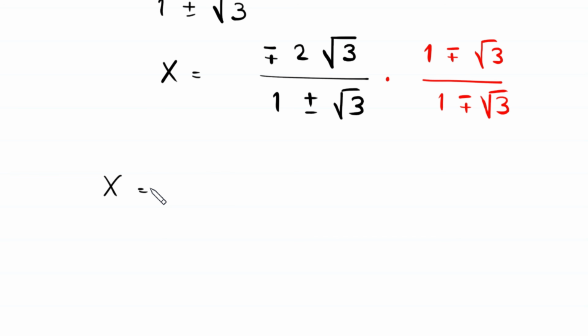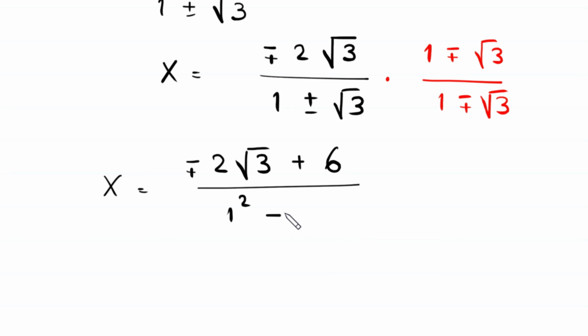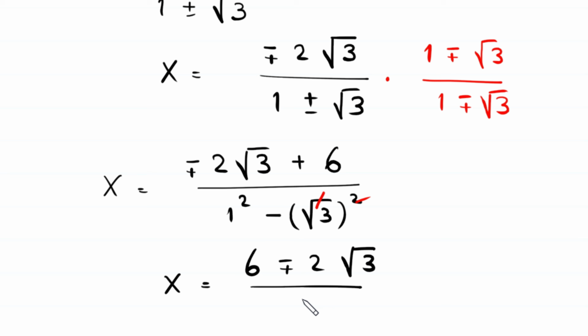Next, x is equal to minus plus 2 times root 3 times 1 will become minus plus 2 times root 3, and minus plus 2 times root 3 times minus plus root 3 will become positive 6, divided by this will become 1 squared minus root 3 whole squared. This square will be cancelled out with the square root, and we are left with x is equal to 6 minus plus 2 times root 3 divided by negative 2.